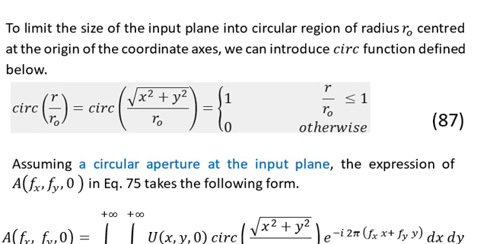So this definition of the circ function we have given in terms of the polar coordinates. It means that when the radius of the disk is less than or equal to r naught, then we have a clear aperture in which the amplitude is 1, and otherwise the amplitude is equal to 0.